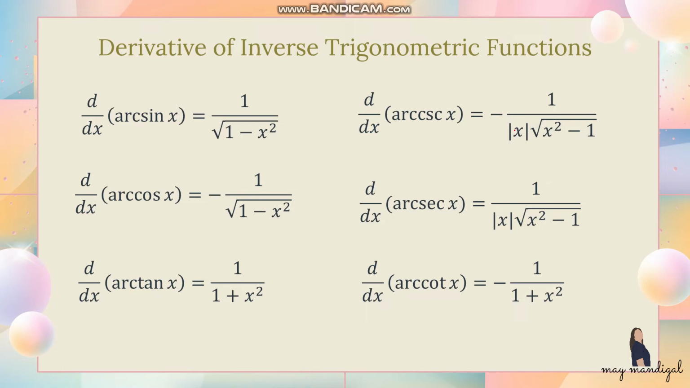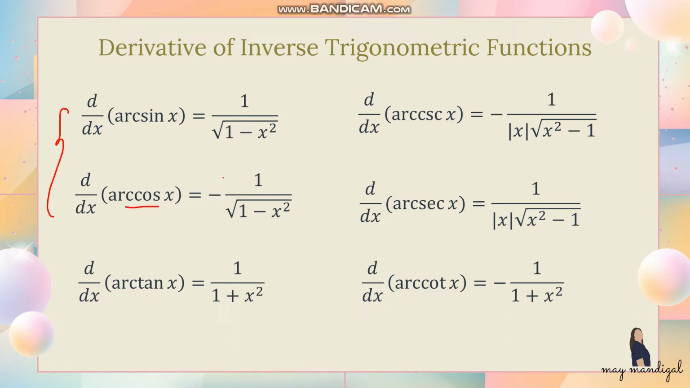You might be wondering, wow, there are a lot of formulas here. If you look closely at this set of formulas, you will notice that there are always two of the functions that have the same formula but different signs. So let's try to group them. These two right here, arc sine and arc cosine, have the same formula: 1 over square root of 1 minus x squared, but the other one is negative. The negative here is the arc cosine.